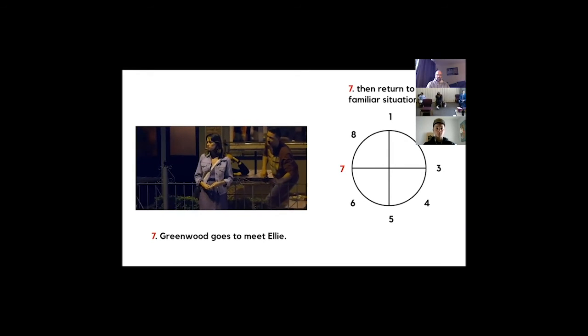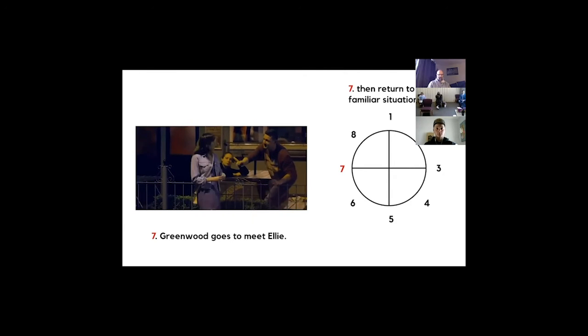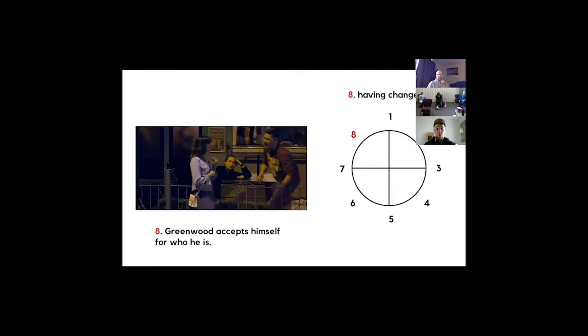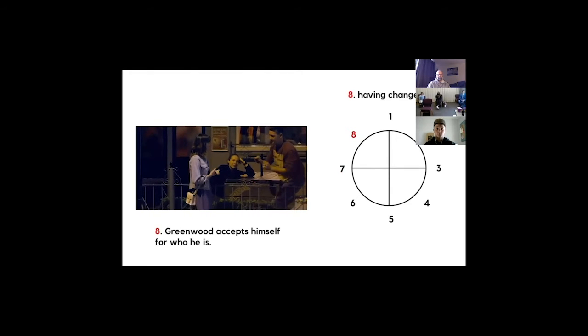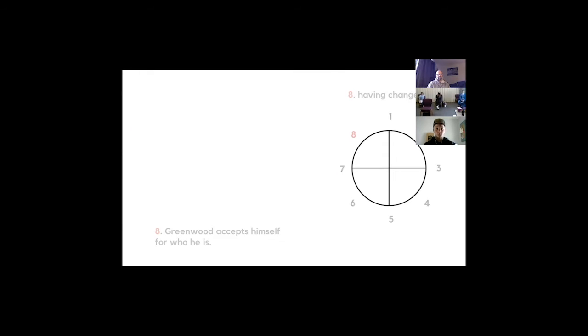And this is how this short film builds its ending. Greenwood can't speak, but he realizes that Ellie is deaf. And then at number 8, Greenwood is changed. Being honest and taking a risk worked in his favor. He will accept Ellie for who she is, and she will do the same for him. Greenwood's beliefs have radically shifted.